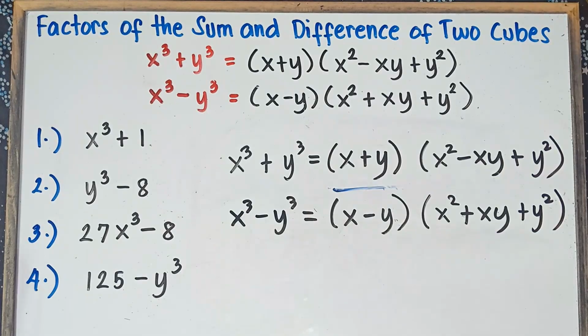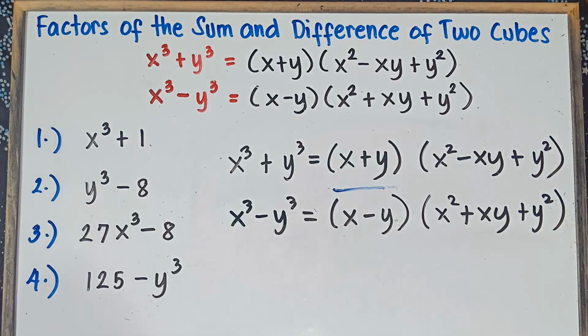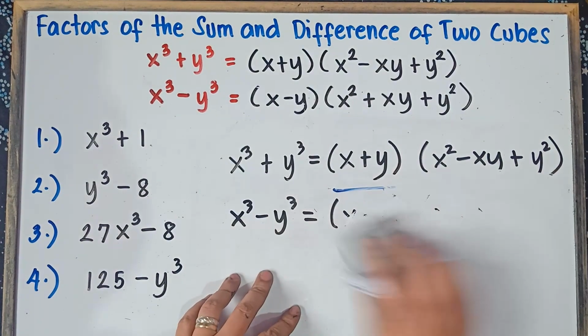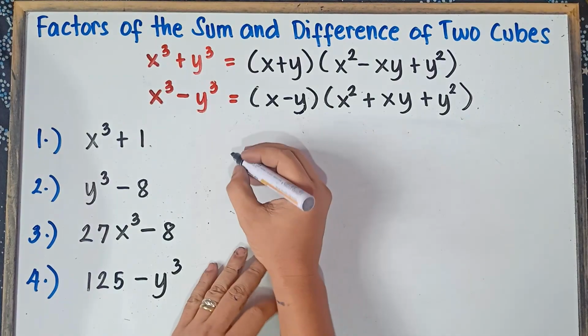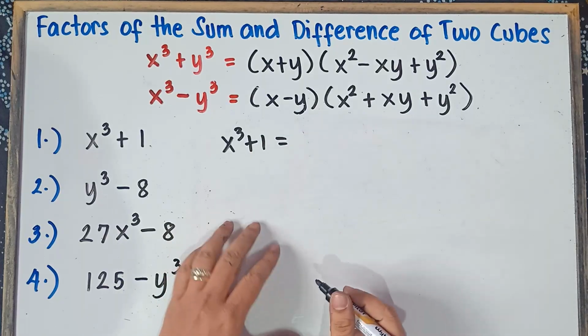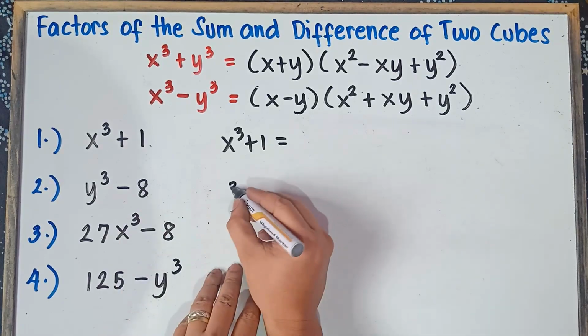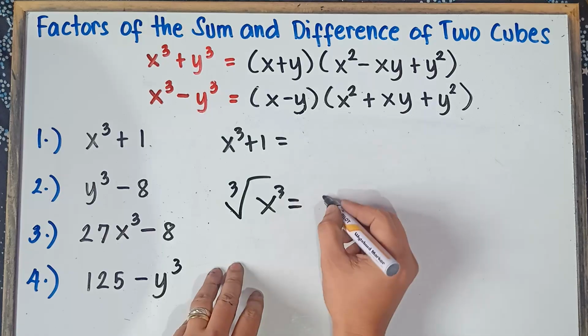That's it, class. So let's have example number 1, class. Let's apply this one, class, for you to really understand this one. Alright, so let's proceed now to example number 1. We have x cubed plus 1. So once again, class, first step, get the cube root of the first term, the cube root of x cubed. So the cube root of x cubed, that would be equal to x.